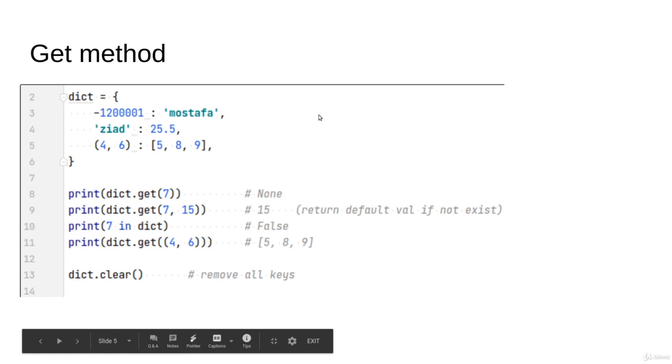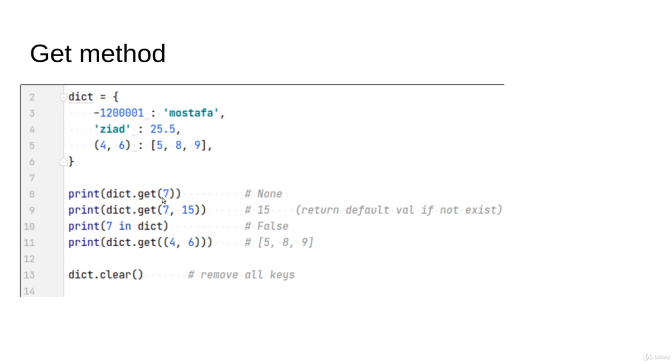The get method, if you ask it to get 7, if 7 exists, it will be returned. If it doesn't exist, a None will be returned. So now get has the advantage that it doesn't throw an error for you. In a similar way, you can write get 7 and 15. If 7 doesn't exist, 15 will be used as the default value. 7 in dictionary is false. Observe that the two get methods didn't put the value 7 in the dictionary. However, the setdefault function will put 7 in the dictionary. You can also get something like 4 and 6. It will return the list for you.